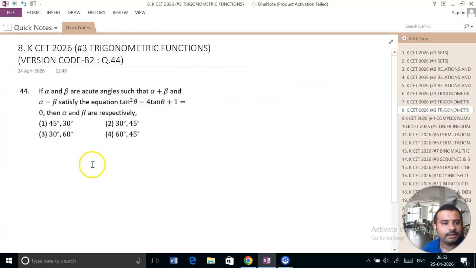Let's move on. Again, they have given a question from the deleted portion, because the trigonometric equation is not in the syllabus. Here they say alpha and beta are acute angles. Alpha plus beta and alpha minus beta satisfy the equation tan square theta minus 4 tan theta plus 1 is equal to 0. Then what are alpha and beta? Since alpha plus beta and alpha minus beta satisfy the equation tan square theta minus 4 tan theta plus 1 is equal to 0, we can write tan of alpha plus beta plus tan of alpha minus beta.